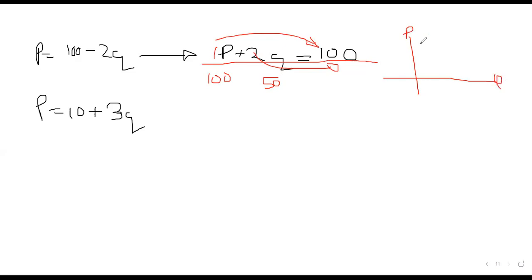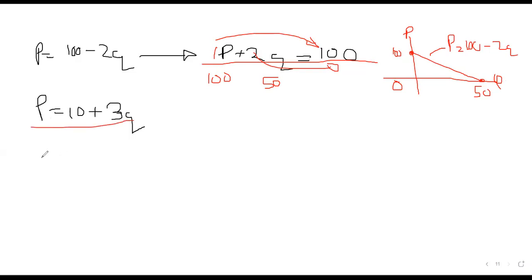So the P you cut where? At 100. You put 100 there and put your point. The Q cut at 50, right? Put your point there, 50. So this is how the graph will look like. So this is P is equal to 100 minus what? 2Q.